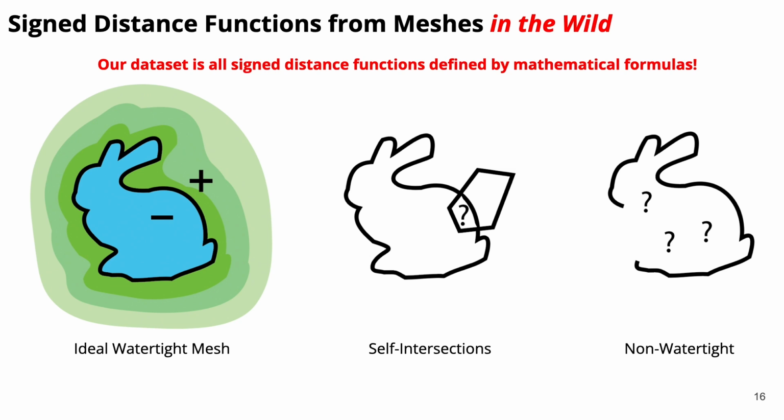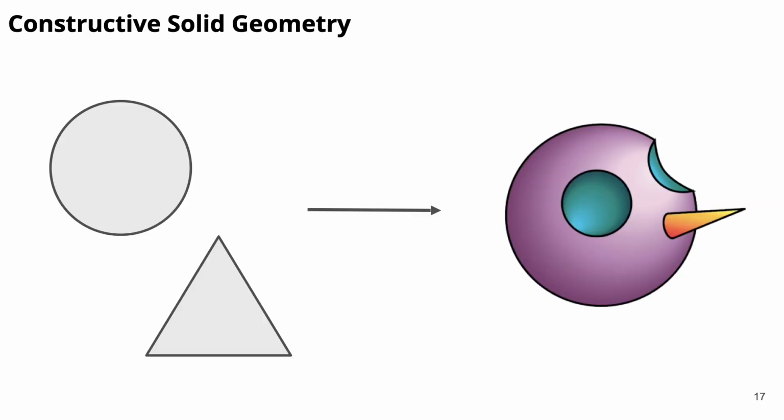This is what motivates our dataset, which consists of all signed distance functions defined by mathematical formulas. This, by definition, means that they do not inherit many of the issues that meshes in the wild may have. So our dataset is composed of complicated shapes which are defined by mathematical formulas. Of course, it's not very easy to come up with mathematical formulas for really complicated shapes. So where does the dataset come from?